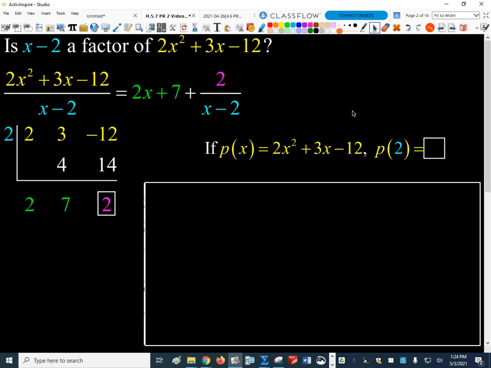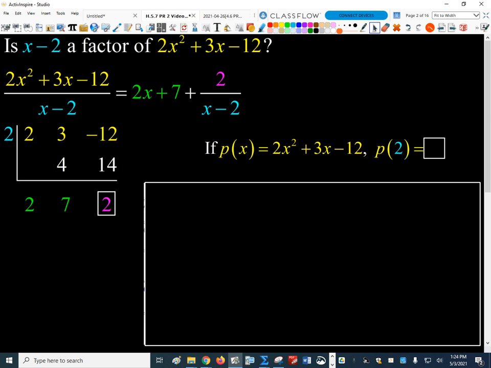So, back to business here then. If we want to determine if x minus 2 is a factor of this polynomial, we'll just divide it in there synthetically. And we're just looking to see what we get in the remainder box, right? If the remainder is a 0, yes. If not, no, okay?